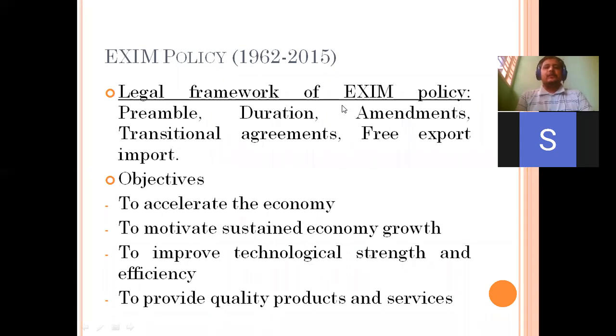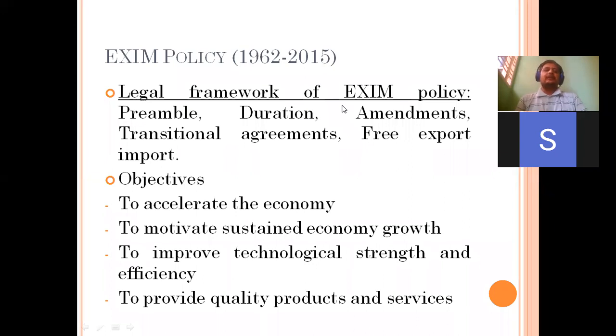Let us look into the legal framework of the EXIM policy. Basically, it consists of a preamble. Preamble in the sense introduction. You can also call that a definition. So EXIM is associated with the globalization policy in the LPG policy we were discussing: liberalization, privatization, and globalization. So here EXIM relates to the globalization policy.